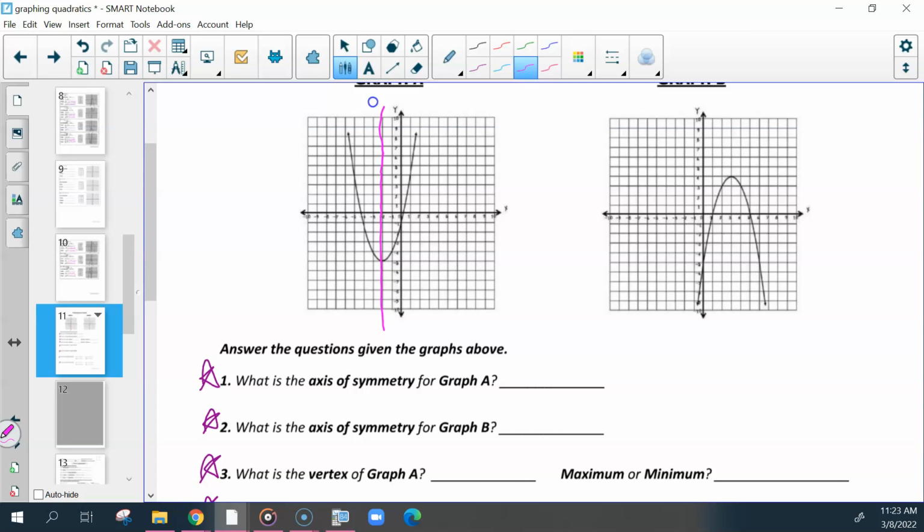So you don't have to draw that line, but if you wanted to do that so you could see at this point it would split this parabola in half, you could do that. So this would be x equals -2. What would your axis of symmetry be for graph B? +3. At +3, this would split this down the middle. So this would be x equals 3.